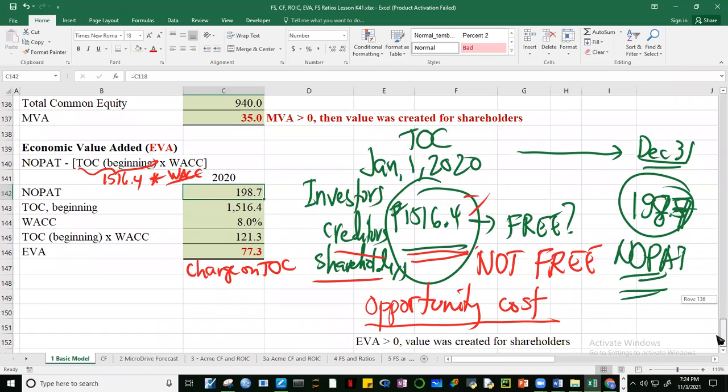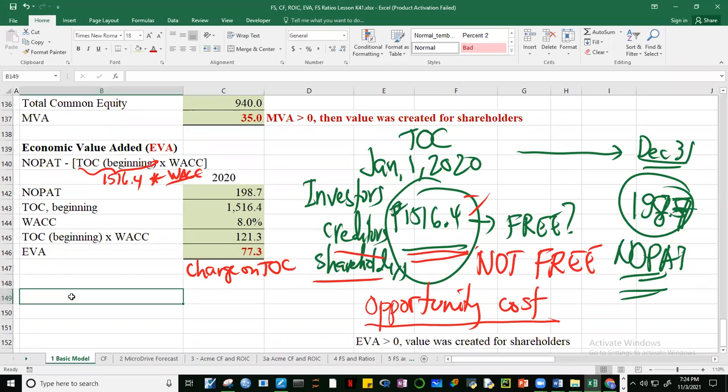One last thing, guys. For economic value added, there are two ways to do this. Number one, NOPAT minus capital charge. We had to charge management for the use of the beginning operating capital, so the charge is that multiplied by the weighted average cost of capital.